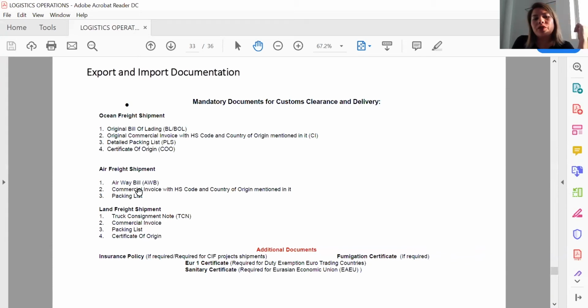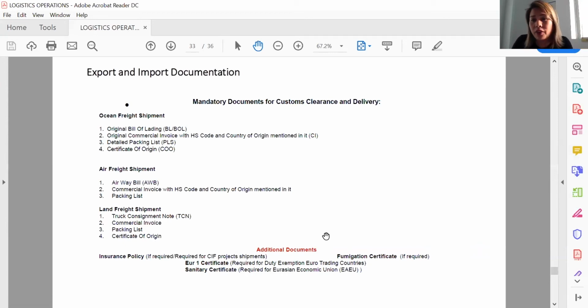Land freight shipment. There, you will have to give the truck consignment note copy to your client. You have to scan and email it to them, and they can track the shipment. Commercial invoice, packing list, certificate of origin. This COO is a must as well. And there will be other additional documents that might be required from you, and you have to facilitate and arrange all those things.